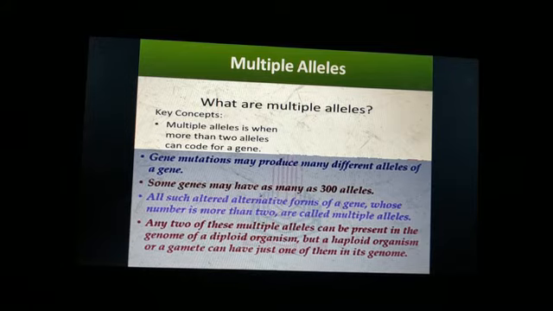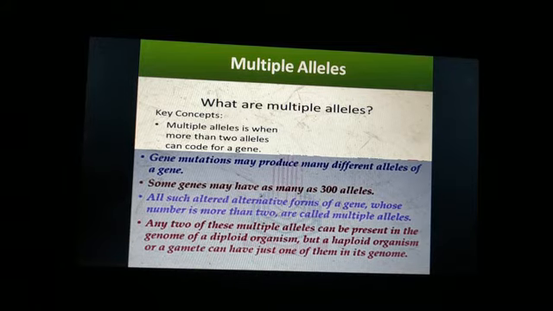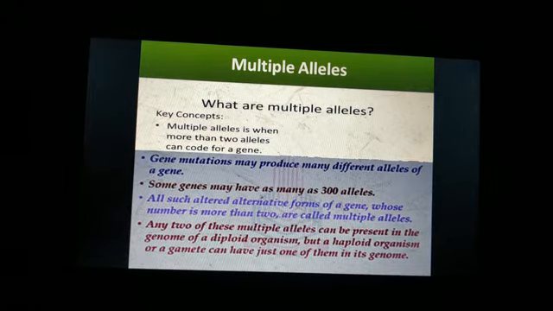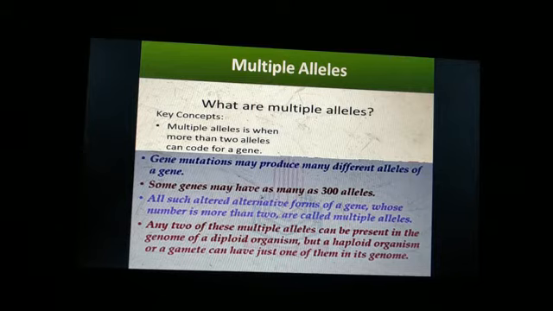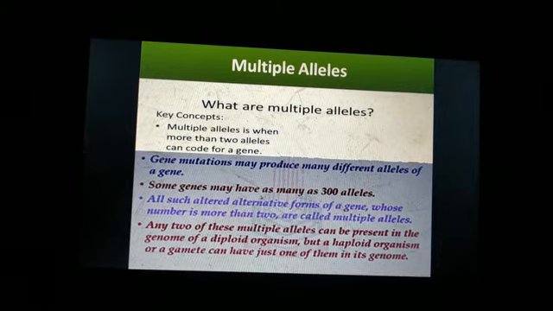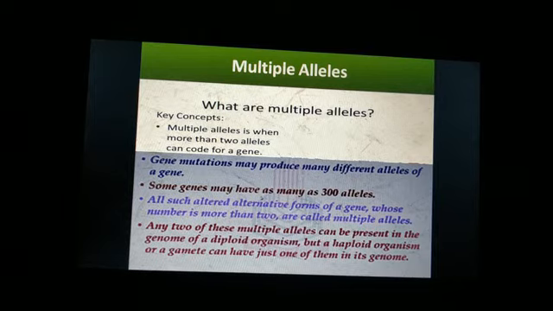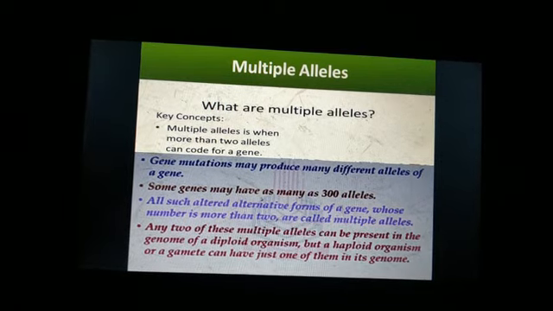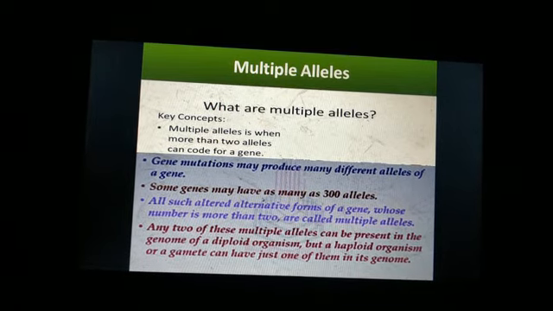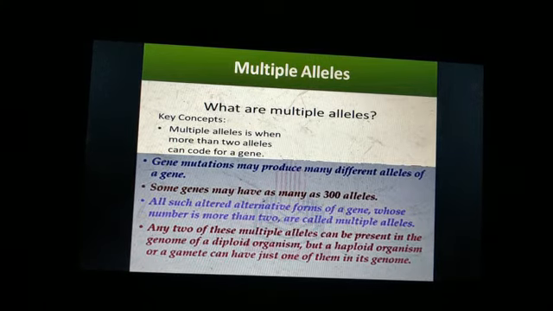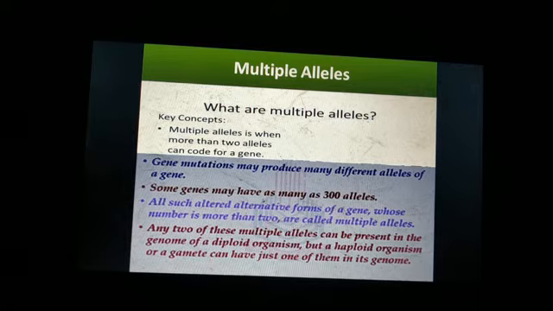For example, we have seen the human blood group, ABO blood grouping in human beings. There we have seen three alleles were there. We have A, B and O. So this was an example of multiple alleles. So in multiple alleles, a particular gene may exist in three or more allelic forms.